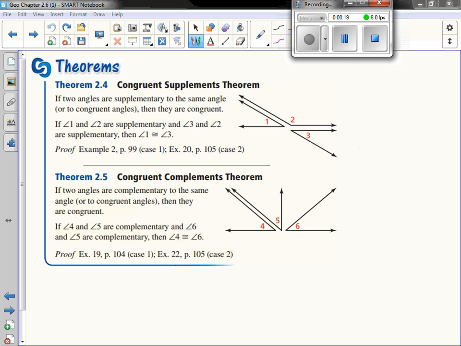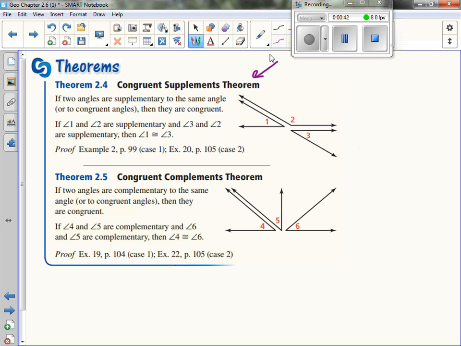Now the first one is the congruent supplement theorem, this one here. If two angles are supplementary to the same angle, or two congruent angles, then they are congruent. So what this is saying is if angle 1 and angle 2 are supplementary, it means they add up to be 180. And 2 and 3 add up to be 180.